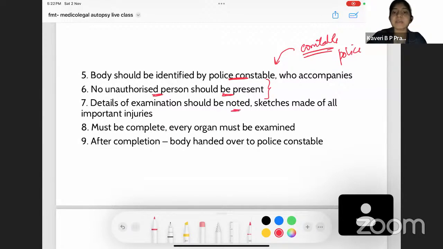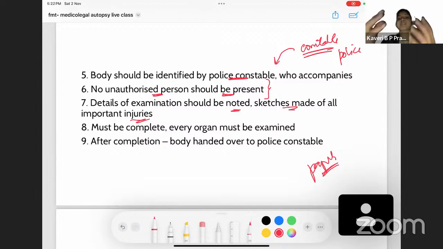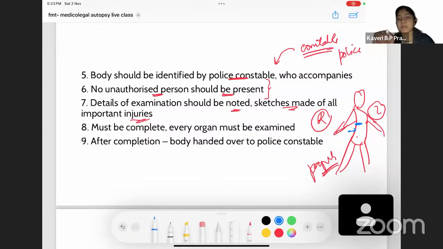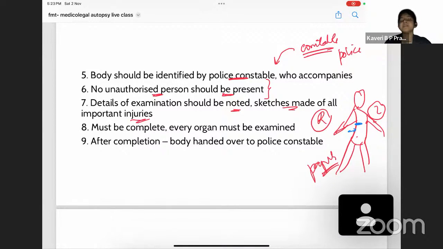Details of the examination should be noted, with sketches made of all the important injuries. So on a blank paper, what does the doctor do? The doctor roughly draws a diagram of how the dead person looks, and wherever injuries are, he marks them. For example, this is the right side of the person, this is the left side, and imagine there is an injury on the right side of the chest. He puts in an arrow or a cross there, and mentions at the side that a contusion, ecchymosis or bruise is present in so and so part. So for every injury, such a thing is noted.